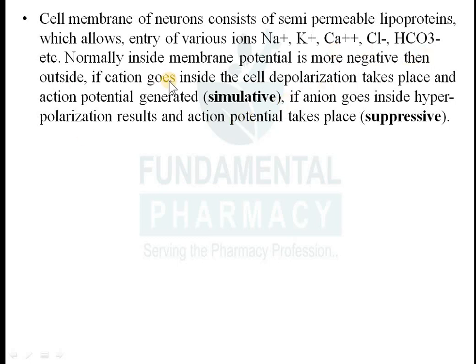Normally, you know that inside a cell membrane, the potential of a nerve cell, muscle cell or cardiac cell is always negative. For example, in the nerve cell there is a minus 70 millivolt potential. If there is entry of calcium, sodium or potassium, that means entry of cations, that will cause a disturbance in the polarity inside the neuronal cell. That is nothing but depolarization, and that will cause stimulation, the generation of an action potential, which is known as stimulative action. If instead of a cation, an anion goes inside the cell, that will increase the polarity inside the cell.